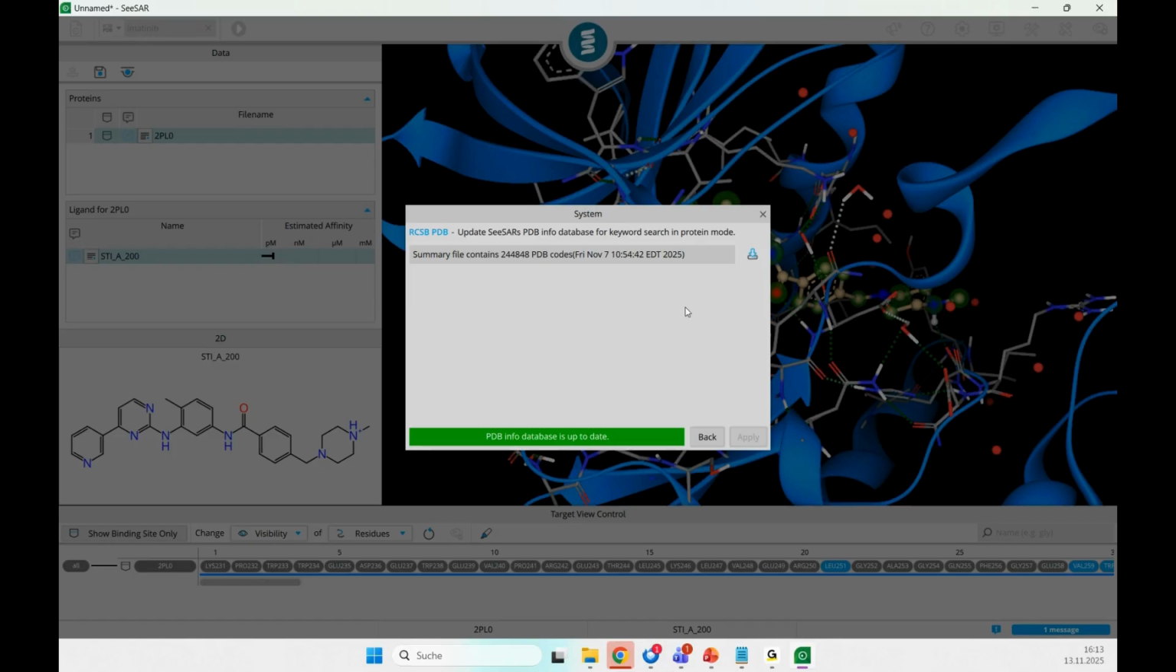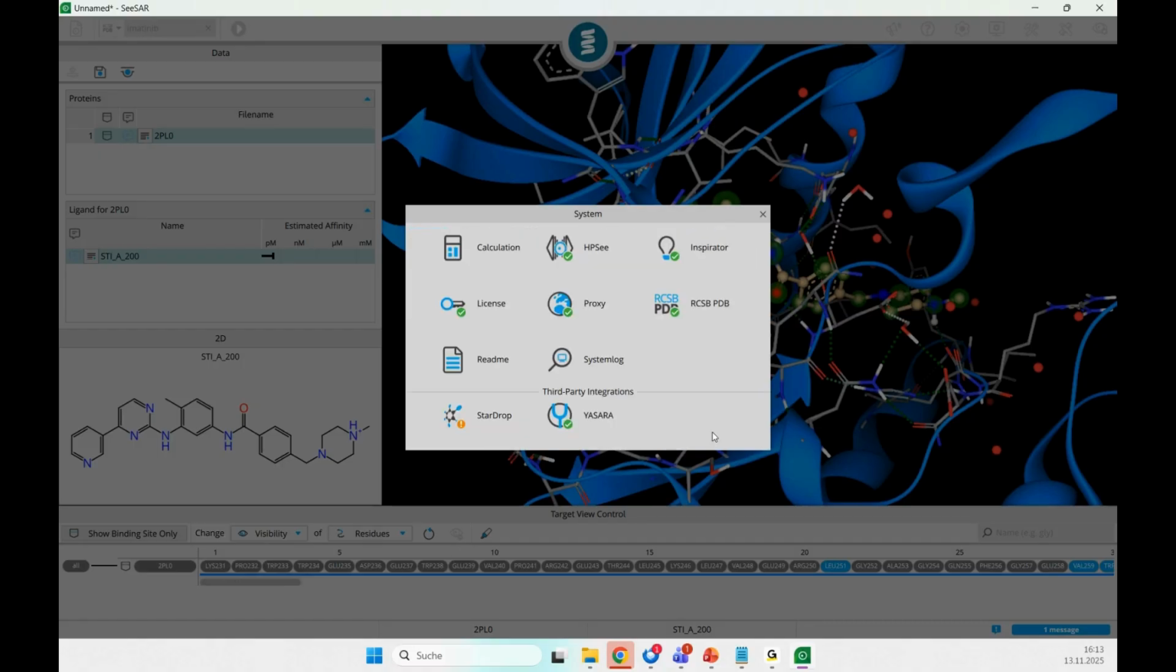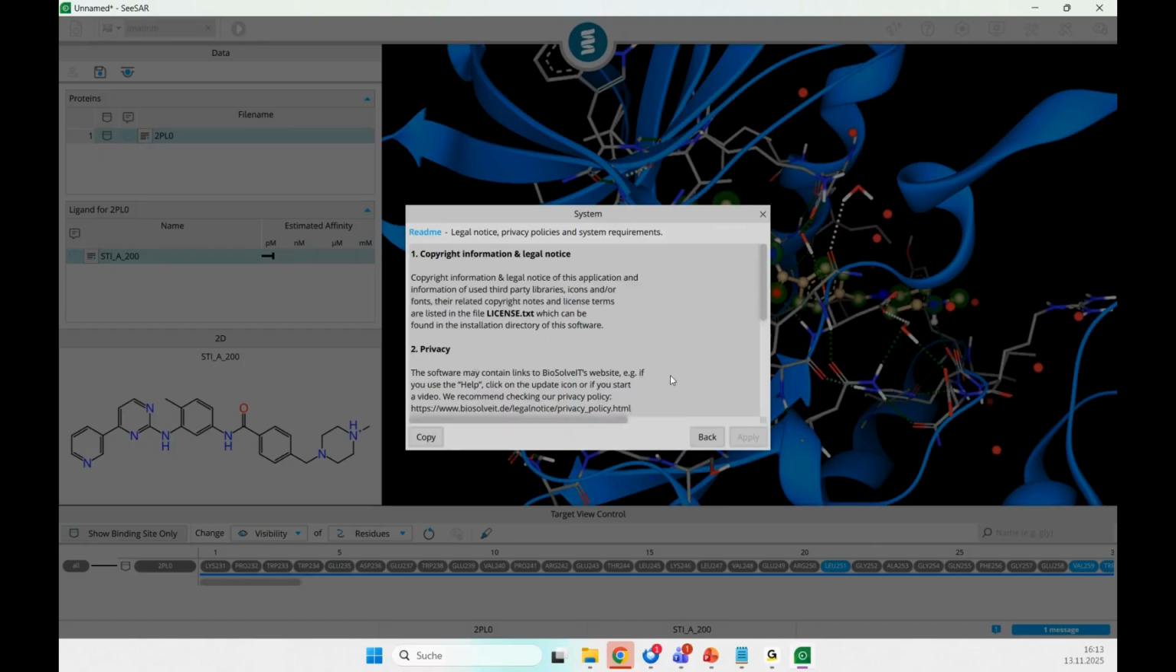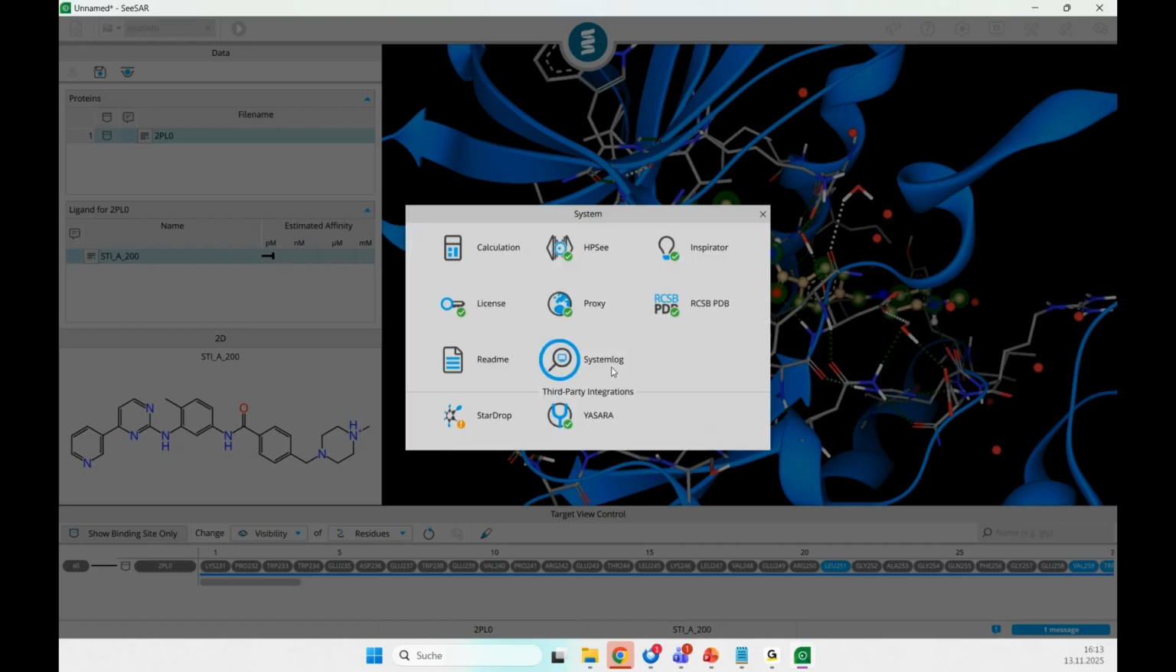In this section, you can download the latest connector, as I call it, to the RCSB. So basically just updating the API communication between SeeSAR and the protein database. In the README is a lot of important legal stuff. So basically privacy settings and so on.